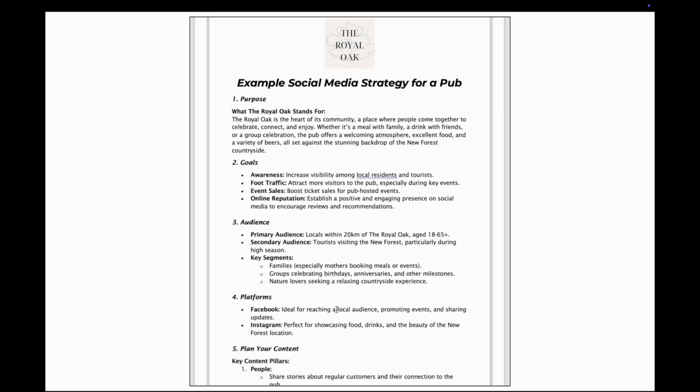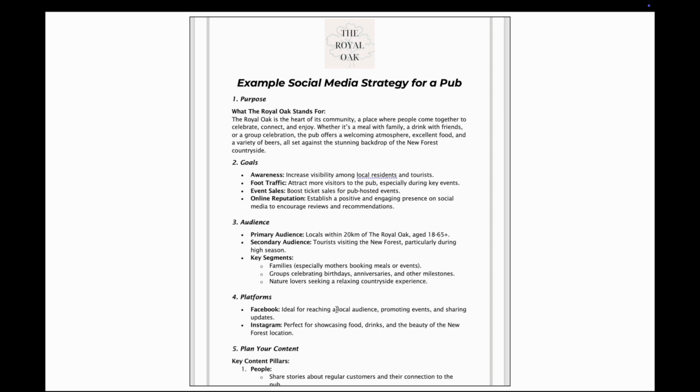Creating a social media strategy involves a few key steps, such as creating your purpose. That's what your pub stands for. So think about your unique selling points and the sort of atmosphere that you wish to create. Then your goals. What is it you're trying to do with social media? Then your audience. Maybe you've got a primary audience. Then you might also attract a secondary audience. And there may be key segments that you're aiming to attract, like families or nature lovers or dog owners, for example.